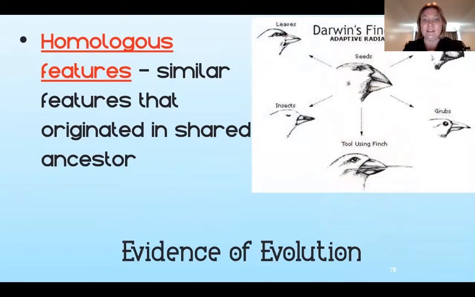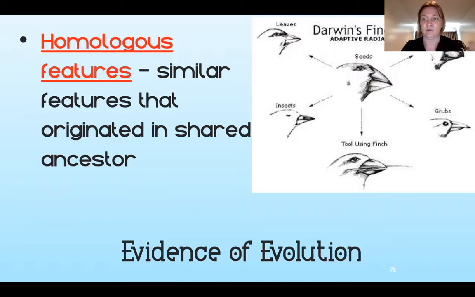Okay, so the first piece of evidence for evolution is called homologous features. If you remember homologous from grade 10 when we talked about chromosomes, homologous chromosomes are the chromosomes that have the same genes, not necessarily the same version of each gene, but the same genes between your mom and your dad, which come together to form that homologous pair. So homologous features are similar features that originated in a shared ancestor.